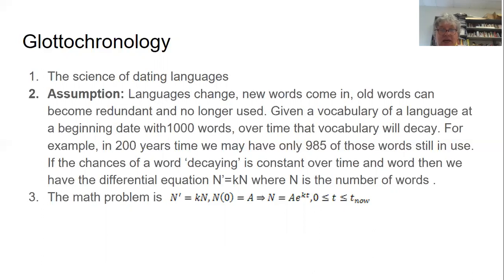Then you have a differential equation, n prime equals kn. And we know the solution to that is the exponential. So we're going to let n be the number of words. Our math problem then is, if we've got n prime equals kn, and we start off with a words, then the solution is n equals a e to the power kt. So k is some kind of decay constant, t is some time, we choose some starting time, and we go up to some time which is kind of now.